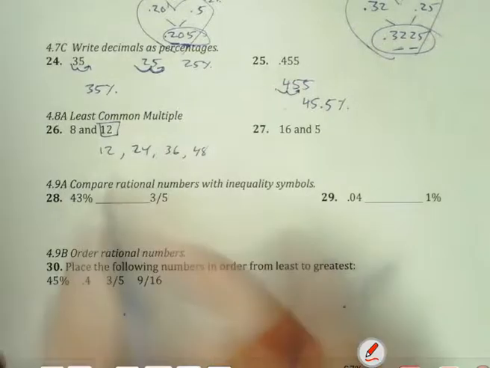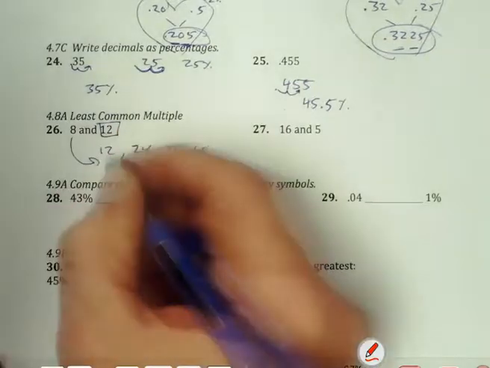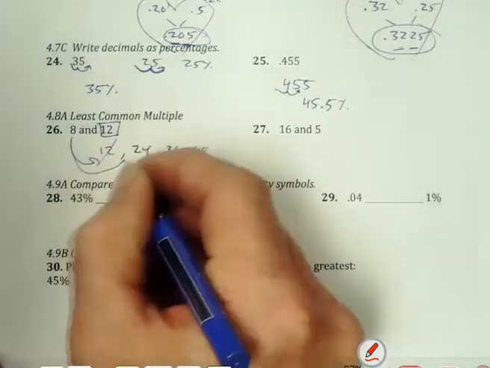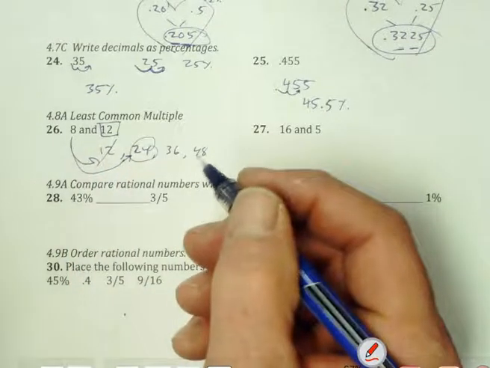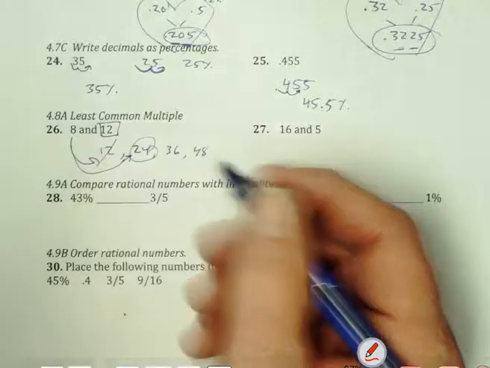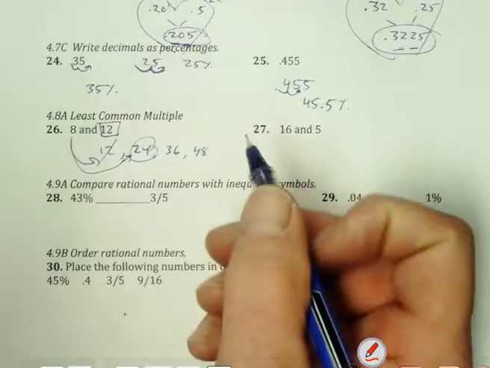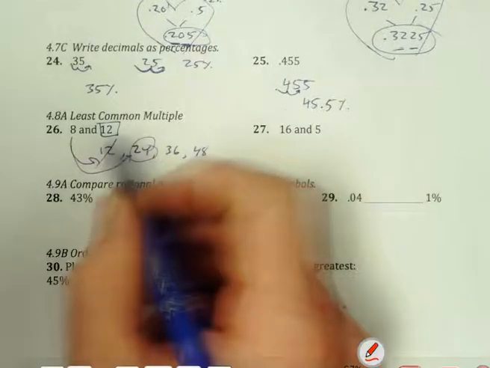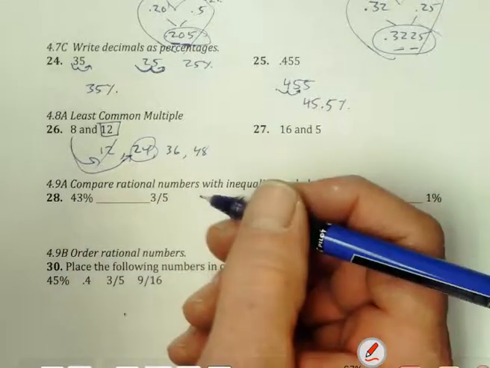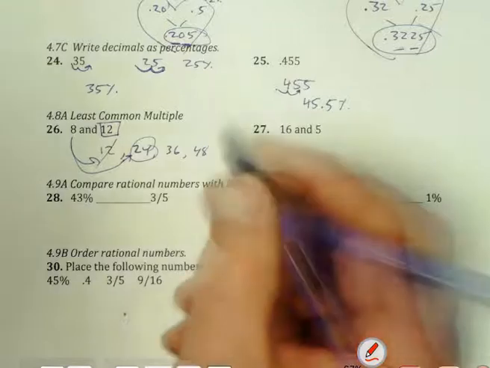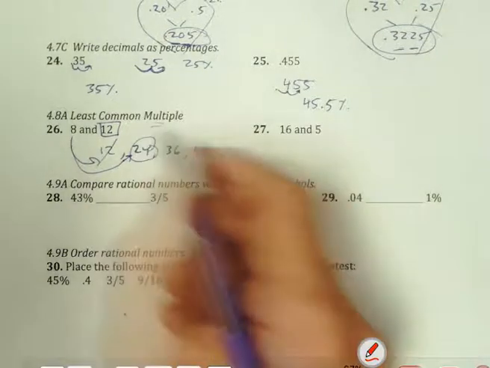All right, then I say, does 8 go into 12? It does not. Does 8 go into 24? It does. There's my least common multiple. That means literally what it means: it's the smallest number that when you skip count by both 8 and 12, both will land on 24. So with multiples, you want to think skip counting.